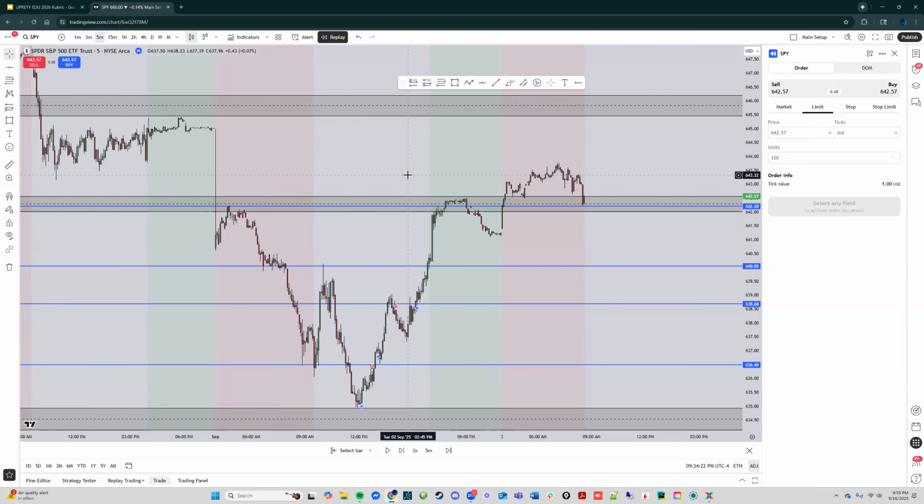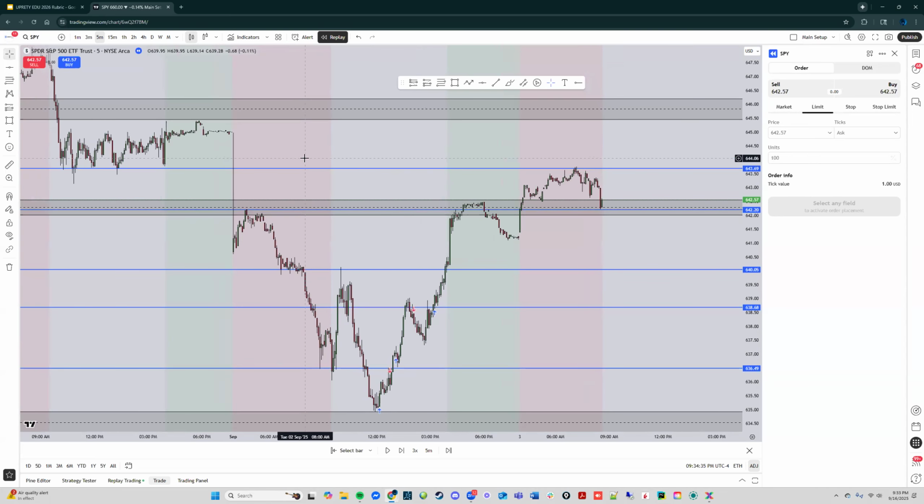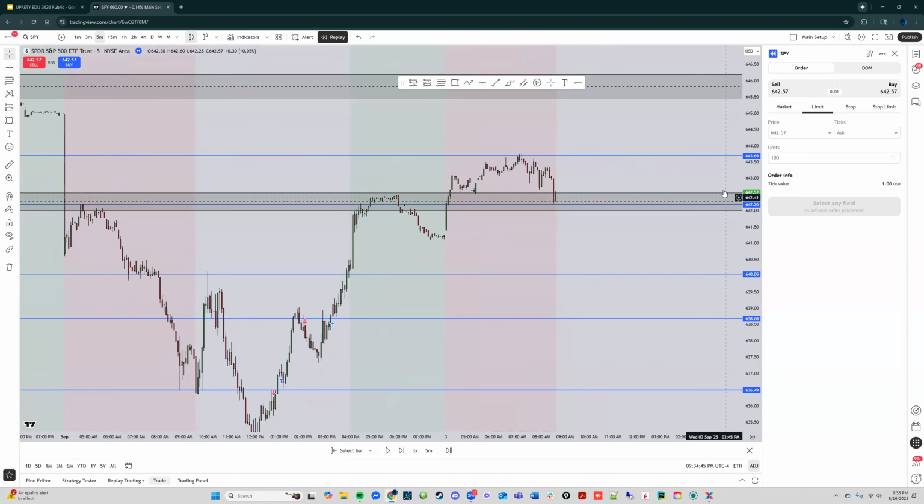Maybe around 644. 644, right around here? A little below. Right here? Yeah, somewhere there. Okay, because it was rejected earlier. So once again, a rejection here, bounce, bounce, bounce, bounce. Once again, you guys can say buy, sell, or whatever you want to do.